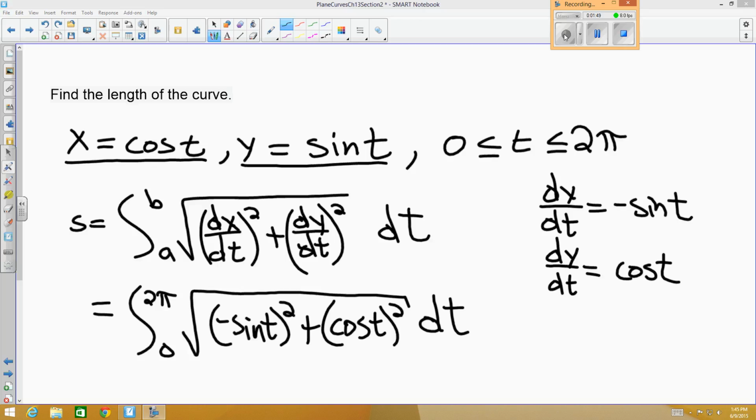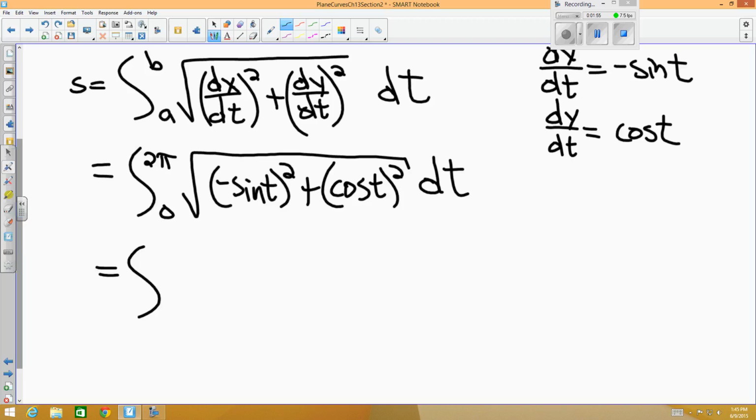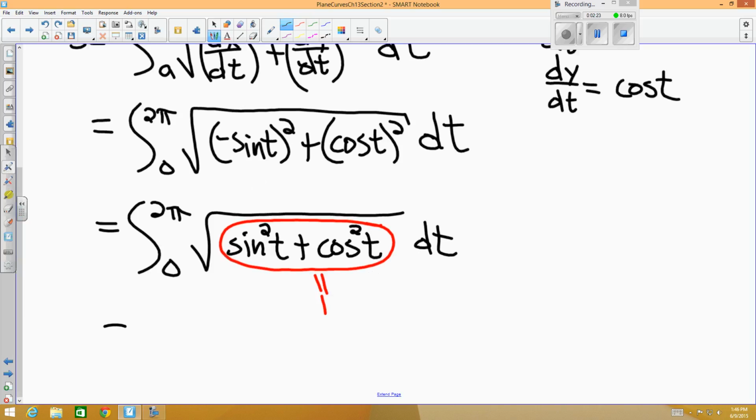Okay, now we try to evaluate this integral to find our arc length. We can quickly simplify the inside. Whenever you square a negative, it goes away. So we have the sine of t squared plus the cosine of t squared dt. And we know that from the fundamental trigonometric identity, the sine of t squared plus the cosine of t squared is equal to 1. So we really have the integral from 0 to 2 pi of 1 dt.